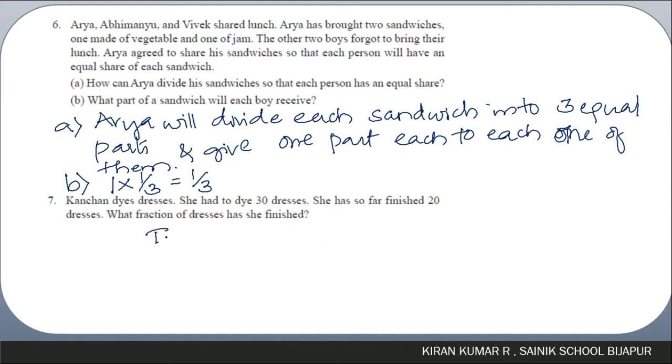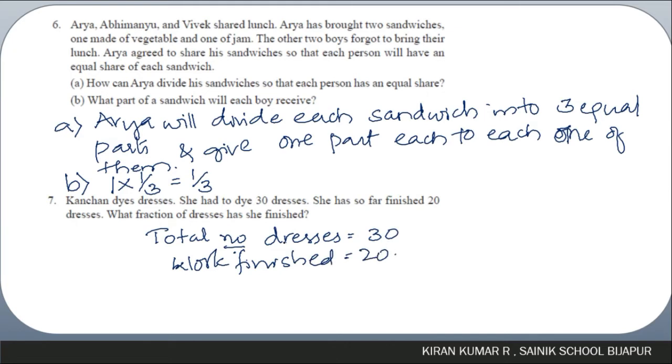Here, as per the question, total number of dresses is 30. Work finished is 20. Therefore, the fraction of work finished will be 20 upon 30. Both are divisible by 10. So the simplest form is 2 by 3.